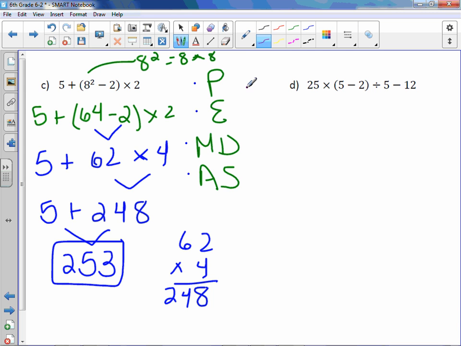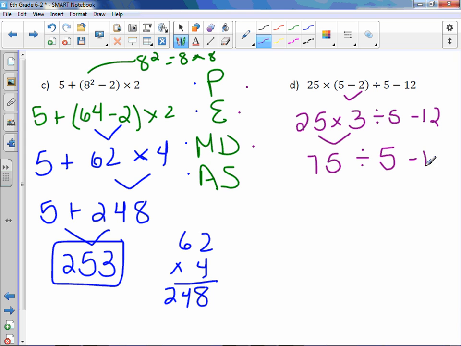Letter D. I have parentheses, which is 5 minus 2, so 25 times 5 minus 2 is 3. Divide by 5 minus 12. No more parentheses, no exponents. I do have multiplication and division from left to right. 25 times 3 is 75. Bring down everything else. I still have a division expression to take care of. So 75 divided by 5 is 15.